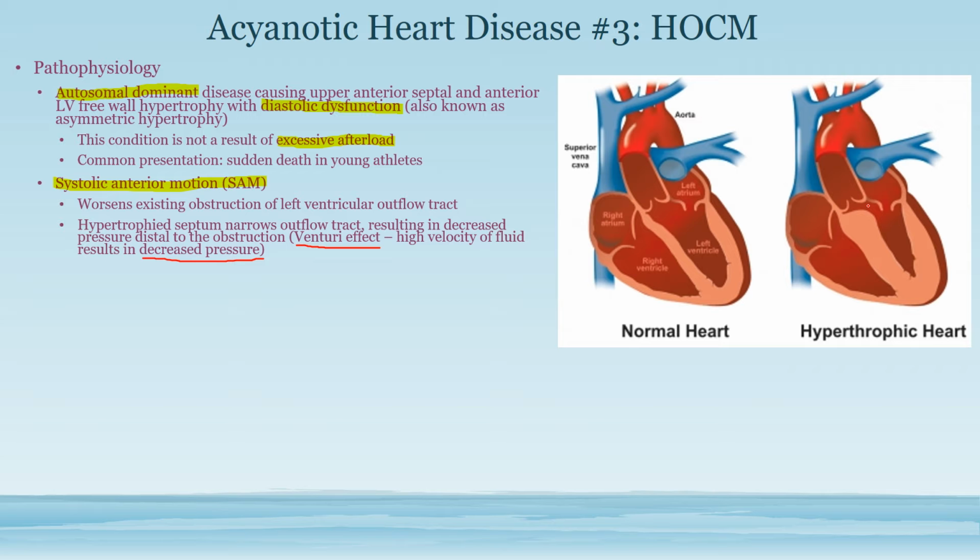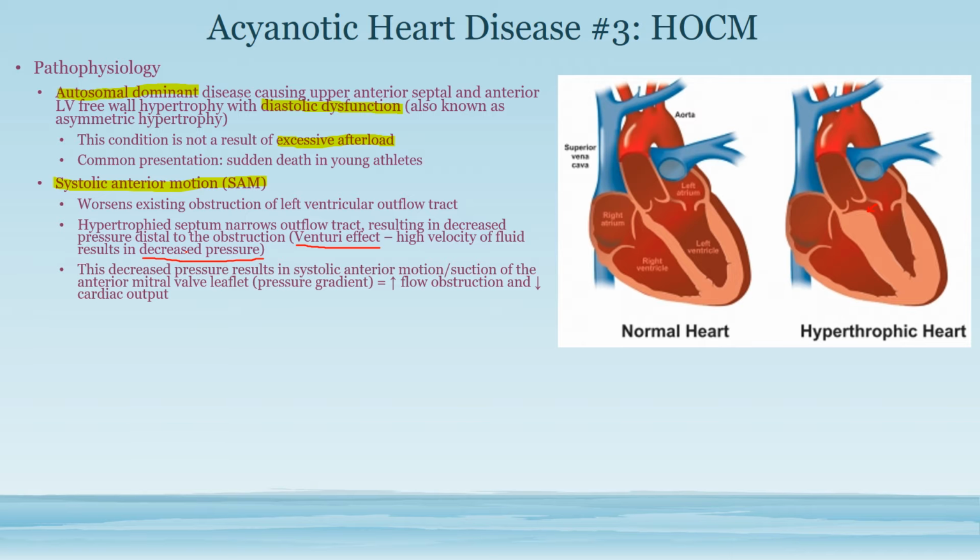And because there's so little pressure here, this valve right here, the anterior leaflet of the mitral valve, is going to be pulled in this way because of the lower pressure. There's higher pressure here and lower pressure here. As a result, the valve is going to go from high pressure to low pressure because of the fast velocity of blood going through here, and it's going to narrow this even more and cause even more of an obstruction. And that's called the systolic anterior motion of the anterior mitral valve.